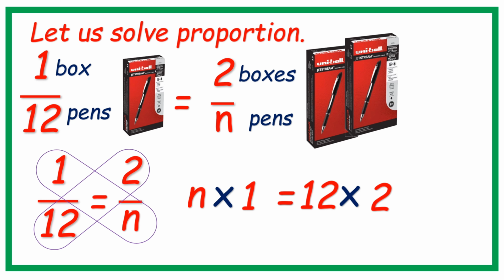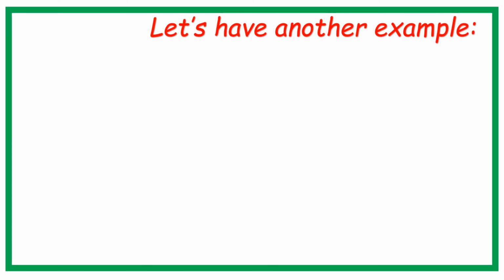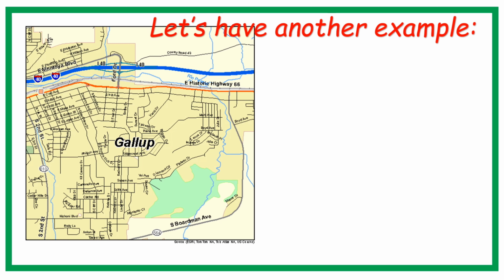n times 1 will give us 1n or n. Then just bring down the equal sign. 12 times 2 is 24. You got it. Our answer is 24. 2 boxes, meaning we have 24 pens. Just like that. You got it. Let's have another example.